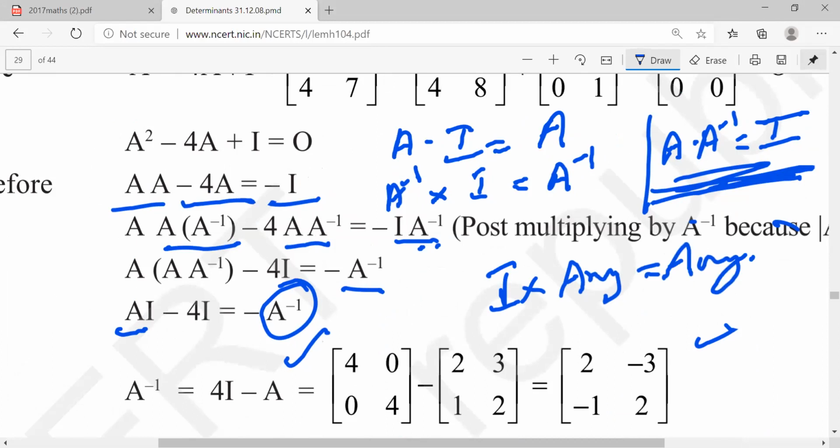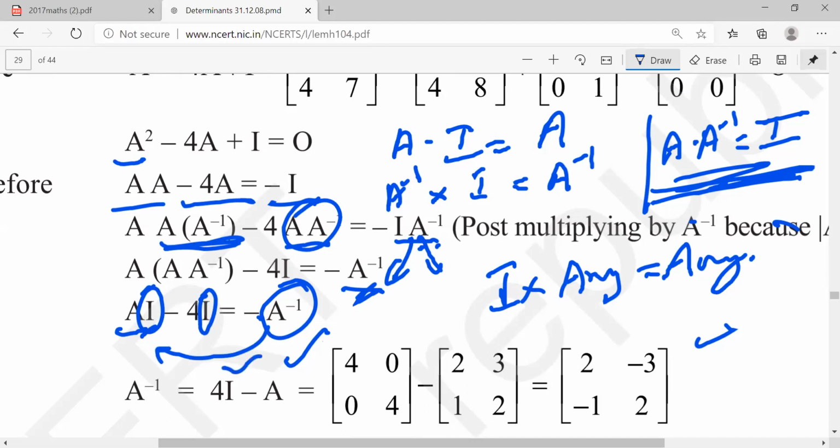So what I am doing: this A square I am splitting as A into A, 4A I am writing minus I. I am multiplying everything, both LHS and RHS, with A inverse. So I into A inverse is A inverse itself. We have to find A inverse according to the question. And what is our A into A inverse value? I itself. Here also A into A inverse is I itself. So A inverse will go this side, and this will go that side. That's it. So 4I minus A is the value. I is the identity, so 4 into 1001 will give me 4004. Are you clear now?